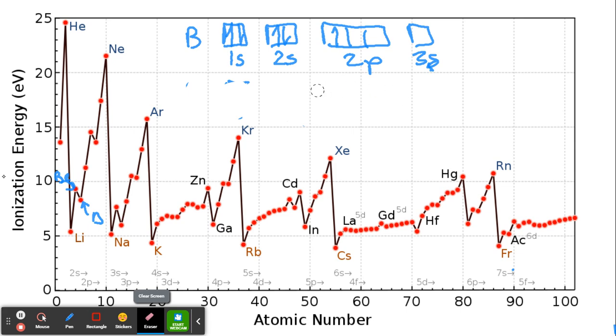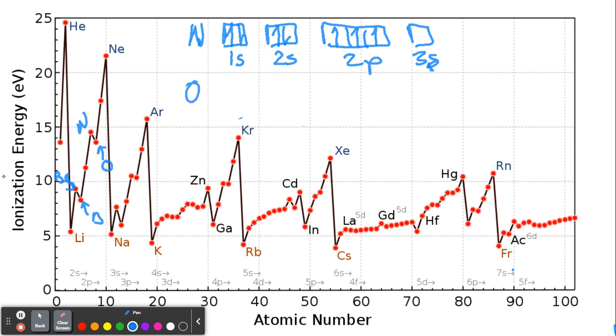The next element I want to look at is what's going on up here. So here was boron, and then we would have carbon. This is going to be nitrogen, and this is oxygen. So if I look at nitrogen, nitrogen has a full 1s, a full 2s, and 3 electrons in 2p. It's got a half full shell. And this is actually a pretty stable configuration. Nitrogen is pretty stable like this.